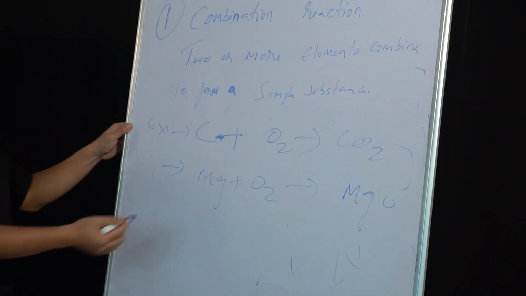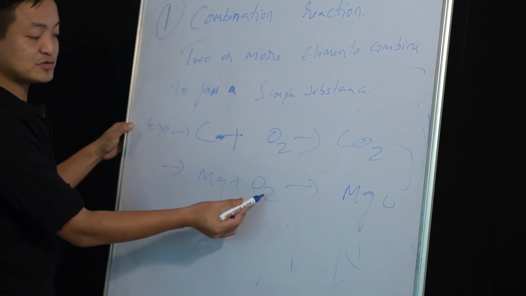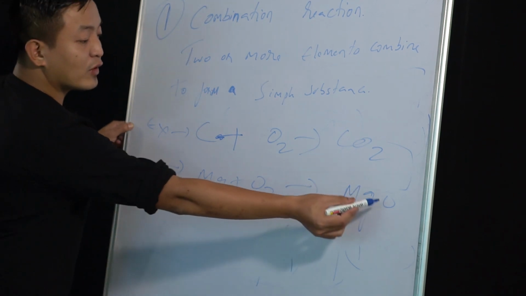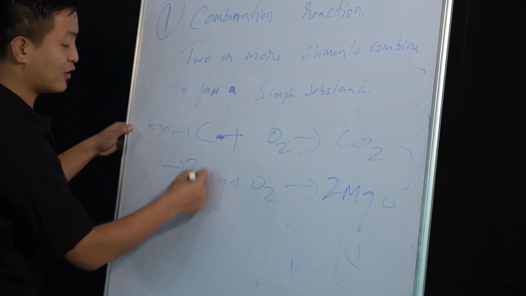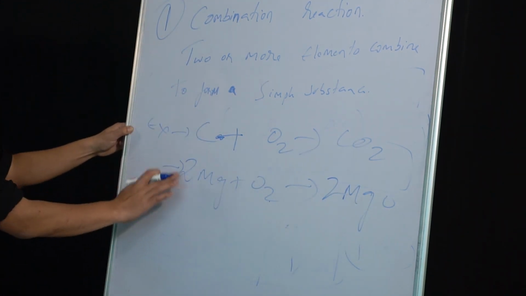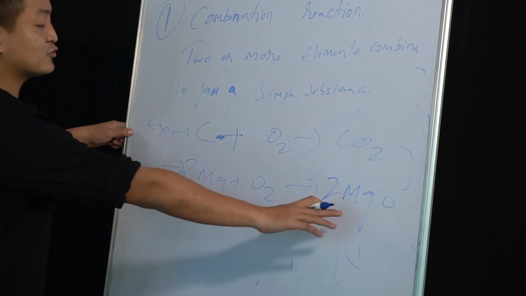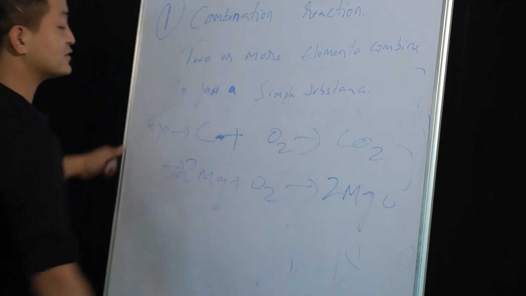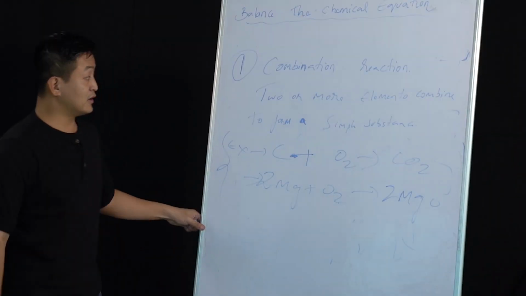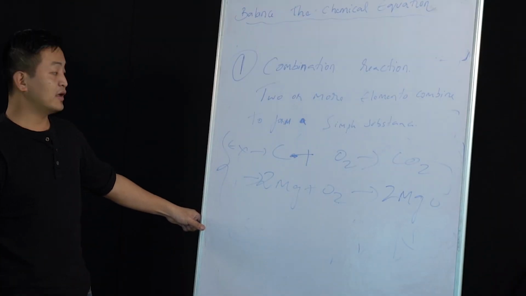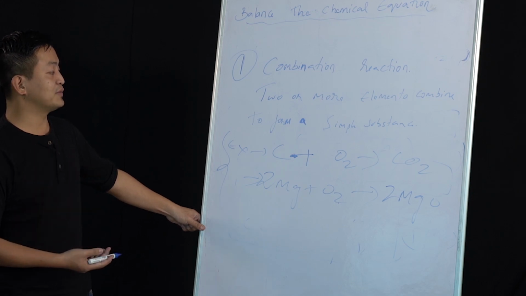And here, this equation is not balanced because we have 2 oxygen here and 1 oxygen here. So we'll balance this one out over here. So we have 2 magnesium, 2 oxygen, 2 times magnesium and oxygen. So this is an example of combination reaction, and we have many examples.